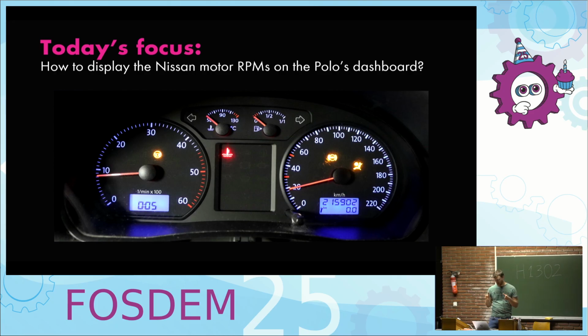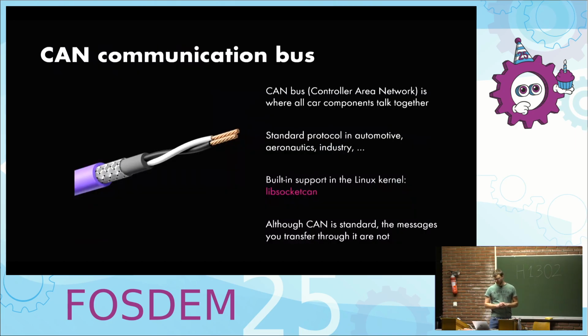That's one of the things you need to do if you want to have a seamless integration between parts from different manufacturers. You may know it or not, but in all of your cars you have a CAN bus, a controller area network, which is basically a twisted pair of copper on which all the components of your car are connected and are sending frames. That's a standard protocol used in automotive, but also in planes, trains, even for industrial machines. And the good thing is that you have built-in support in the Linux kernel using libsocketcan.